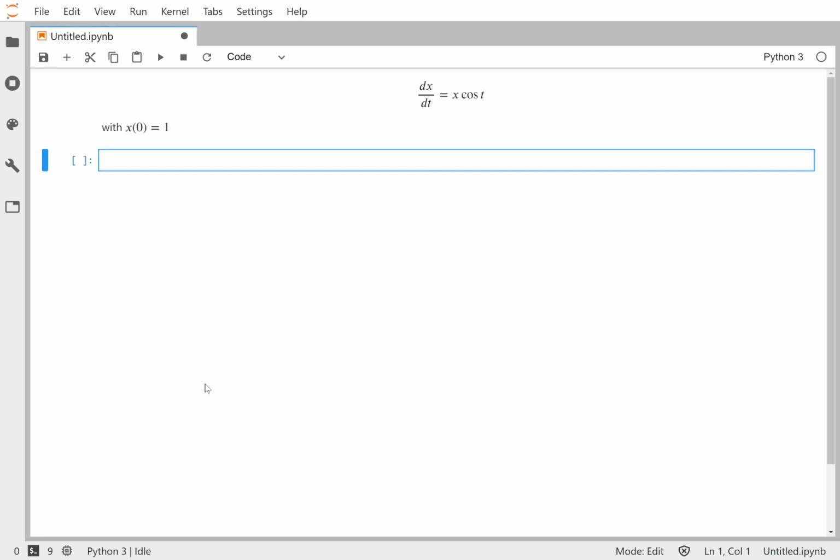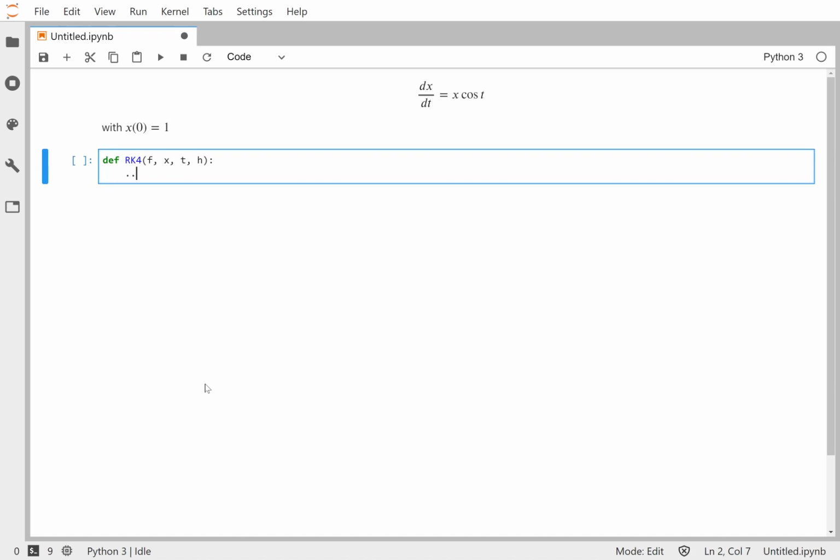Now, before you move on, you should actually pause this video and complete the exercise down below where you write the function RK4. The call signature that I'm going to use is that it's given a function, an initial x, an initial time value, and a step size h. Its job is to return x at time t plus h. So you need to write that function. I'm going to use it in here. So go ahead, pause the video, go do that, and then come back.